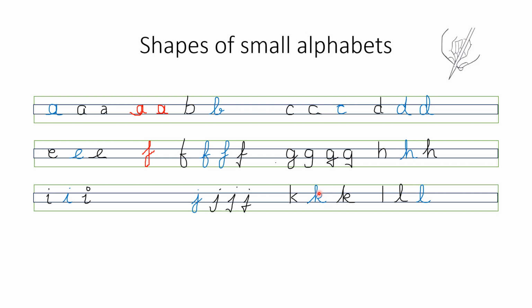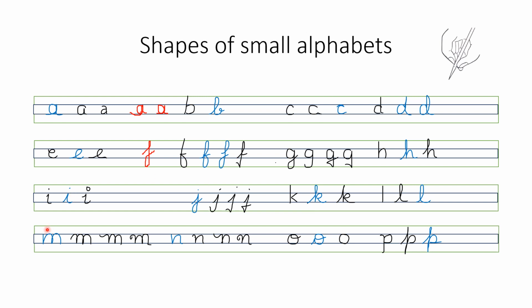K is between both the central lines, covers whole of it. It's not like B. B was half and K is full. This is with loop, this is without loop. So it depends on your style. Either choose everything without a loop in the upper ones or with the same loop in the upper portion.